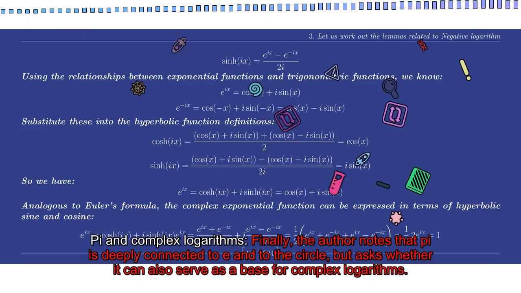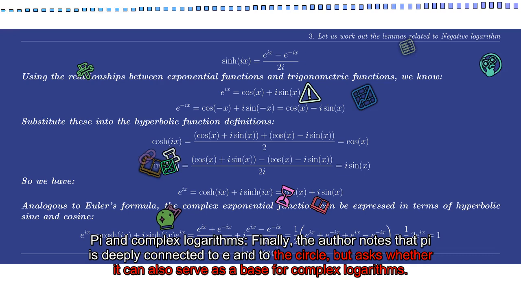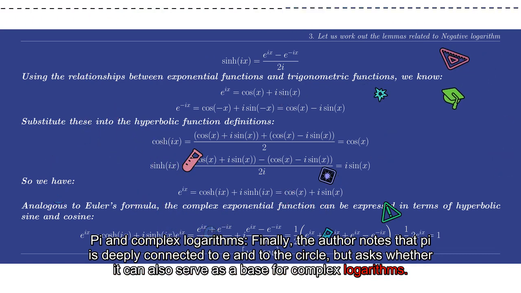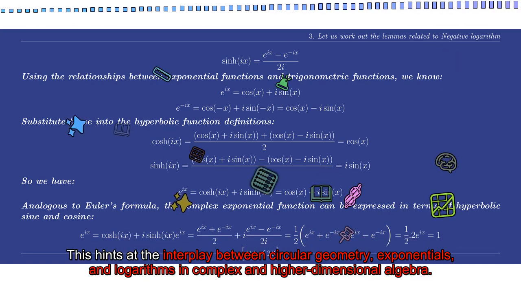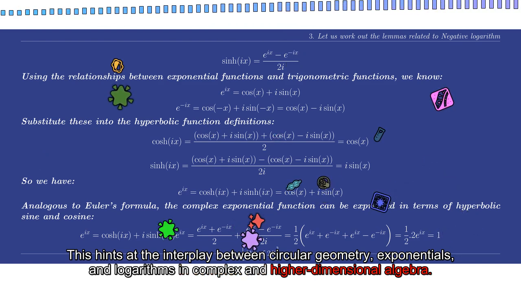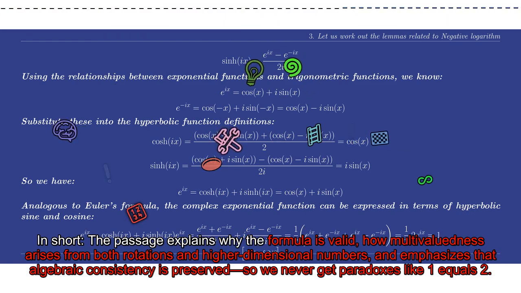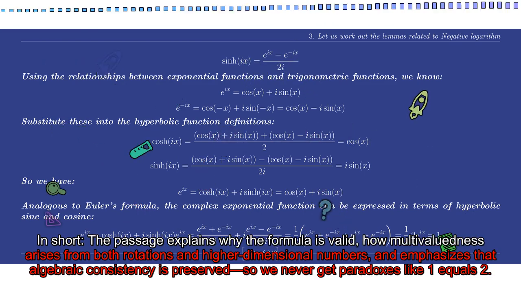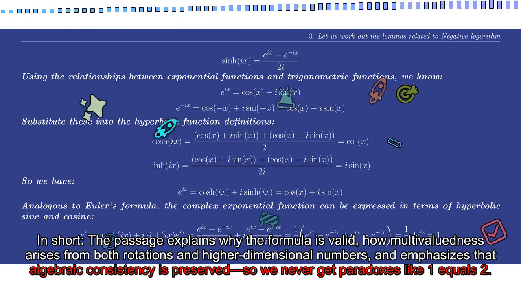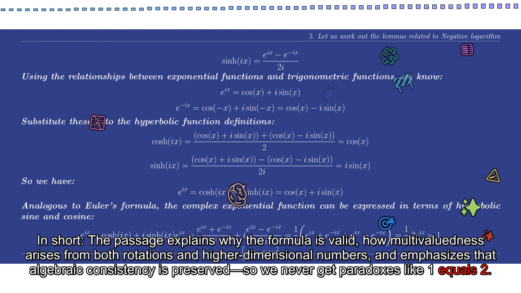Pi and complex logarithms. Finally, the author notes that pi is deeply connected to e and to the circle, but asks whether it can also serve as a base for complex logarithms. This hints at the interplay between circular geometry, exponentials, and logarithms in complex and higher dimensional algebra. In short form, the passage explains why the formula is valid, how multivaluedness arises from both rotations and higher dimensional numbers, and emphasizes that algebraic consistency is preserved, so we never get paradoxes like 1 equals 2.